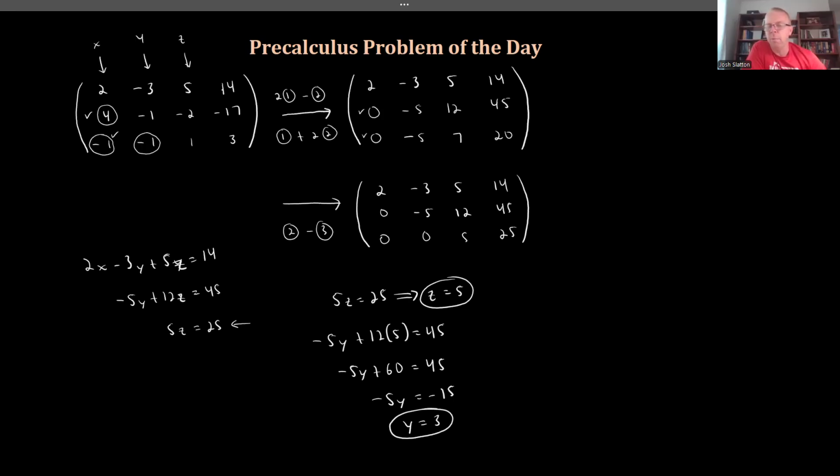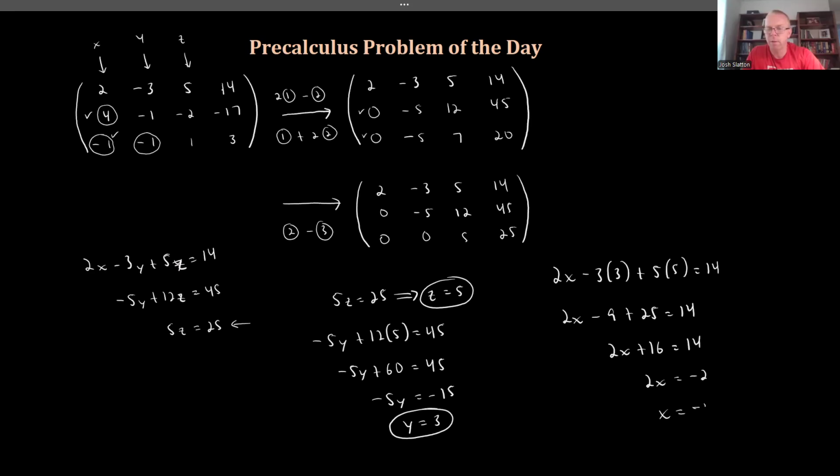Now take the z equals 5, take the y equals 3, plug them back into this first equation. So we have 2x minus 3 times 3 plus 5 times 5 equals 14. So we have 2x minus 9 plus 25 equals 14. Negative 9 plus 25 is 16. So 2x plus 16 is 14. Subtract 16. We get 2x equals negative 2. And so x equals negative 1.